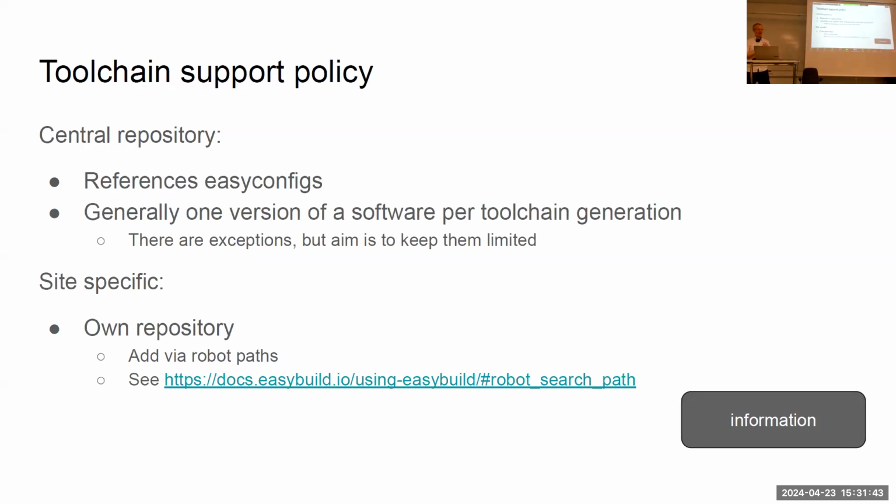Kenneth mentioned this one as well, toolchain support policy. This is from last year, the motivation being using the central repository as a reference and, where possible, one version of software per toolchain generation. As I said last year and am repeating this year, there are some exceptions, but we try to keep them limited. So your stack will work: using the reference easyconfig, the stack should work with most software together, unless you're off in different toolchains.